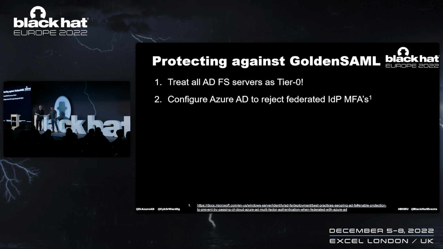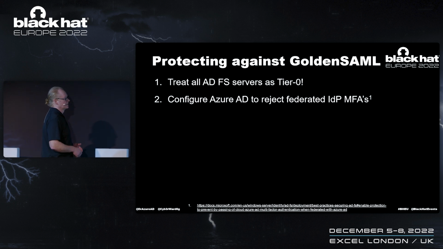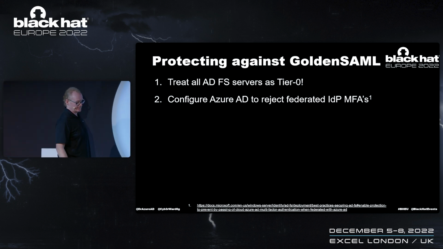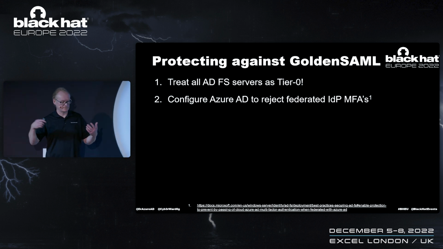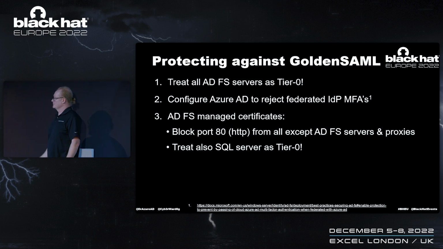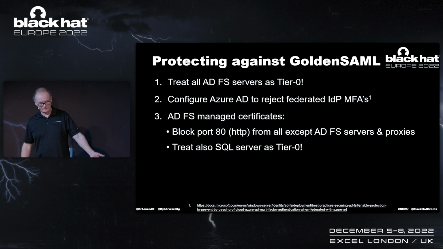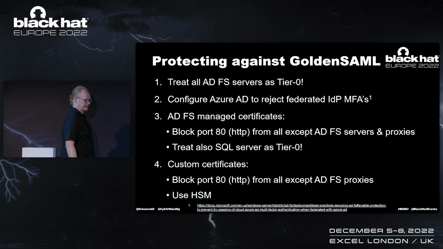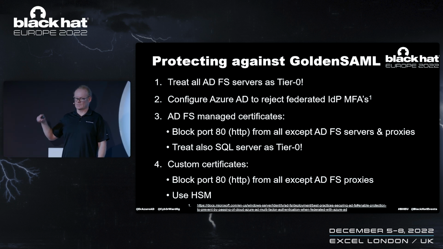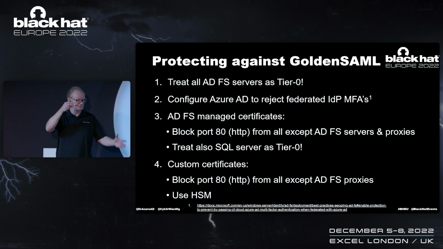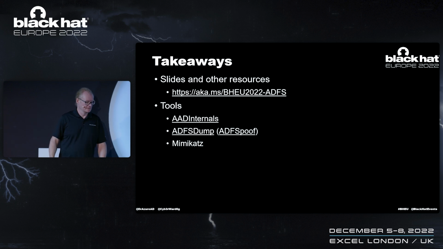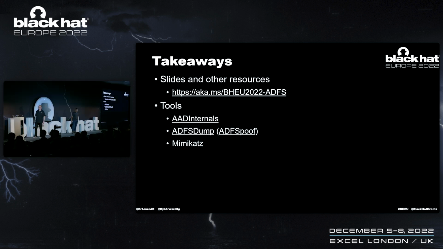Yeah, so this is a slide. How to mitigate? First of all, treat all ADFS servers as tier 0, so you need to protect them as well as you protect your domain controllers. Second, configure that setting that Roberto mentioned, to reject all the MFA claims coming from federated identity providers. If you are using ADFS managed certificates, you need to block port 80, and also treat SQL Server, if you are using it, as tier 0. If you are using custom certificates, block port 80 again, and then use an HSM, or hardware security module. That's actually the safest way to do that, so please do that. Yes, it's a little bit of management burden, but yeah.